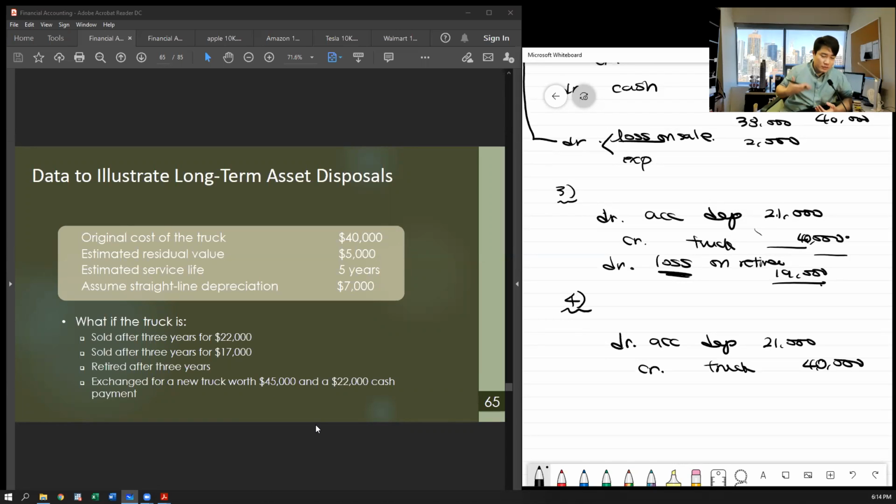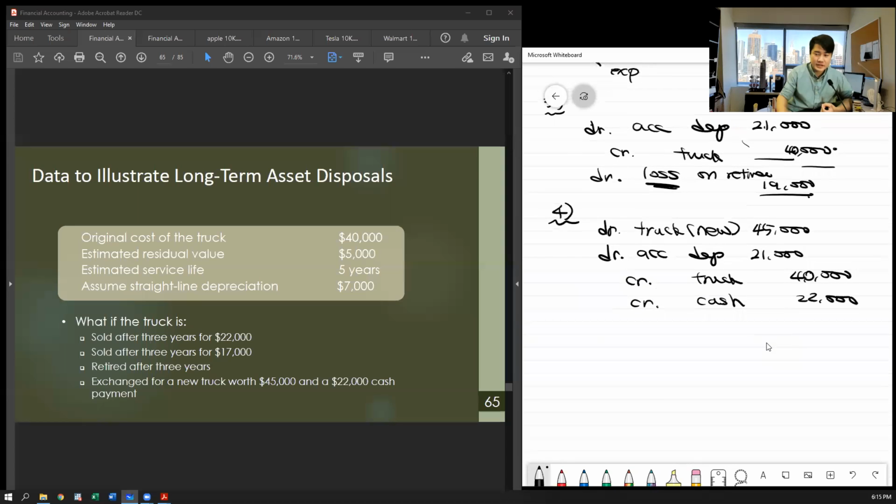When you're exchanging for a new truck, you are going to record a new truck. I'm going to use this as an indicator for a new truck. And the information given here says the value is 45,000. Okay. And also the company paid $22,000 cash in this exchange. So when you pay cash, you're going to credit cash, and that's 22,000.